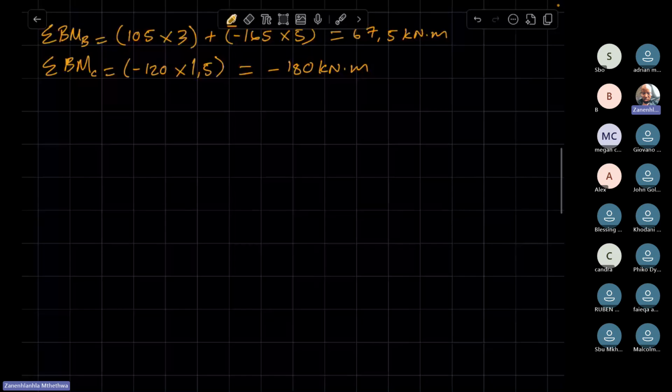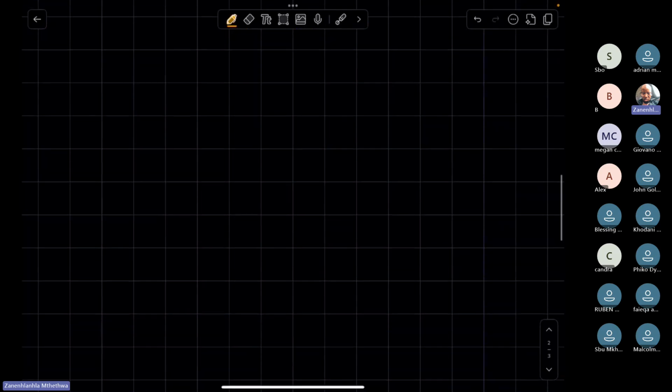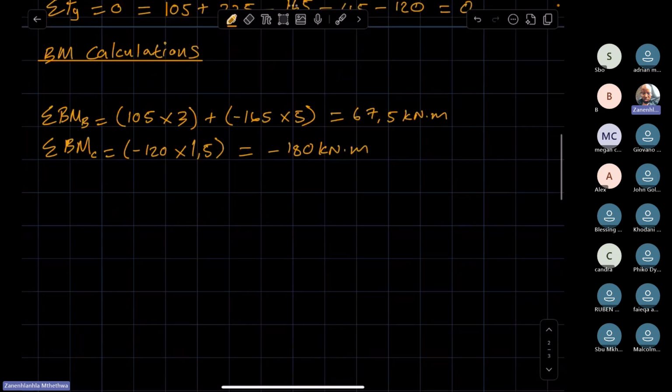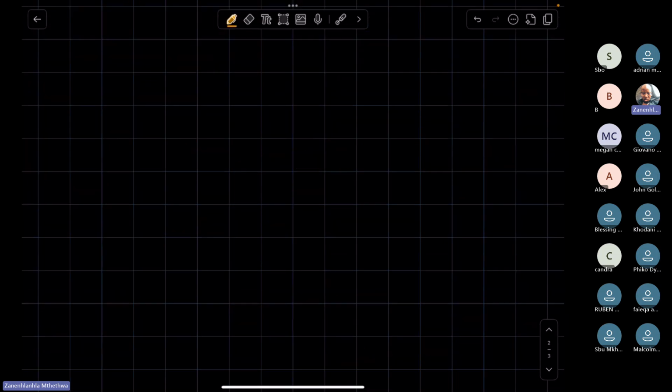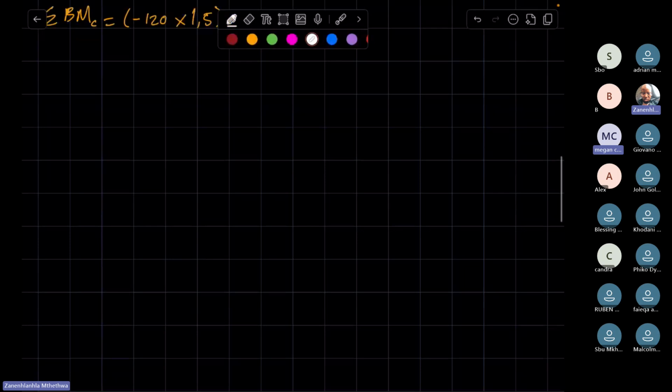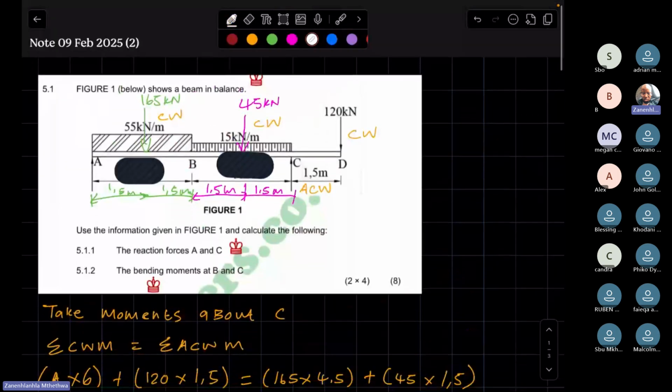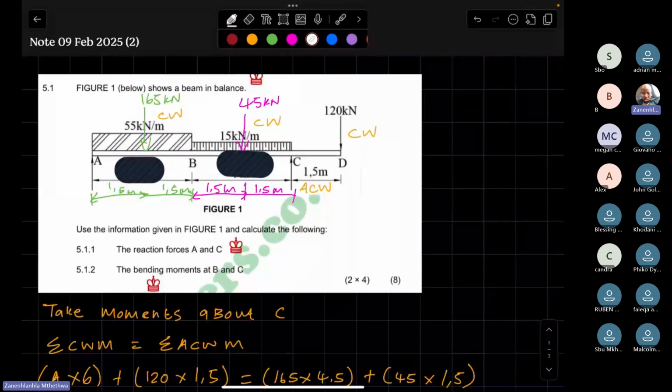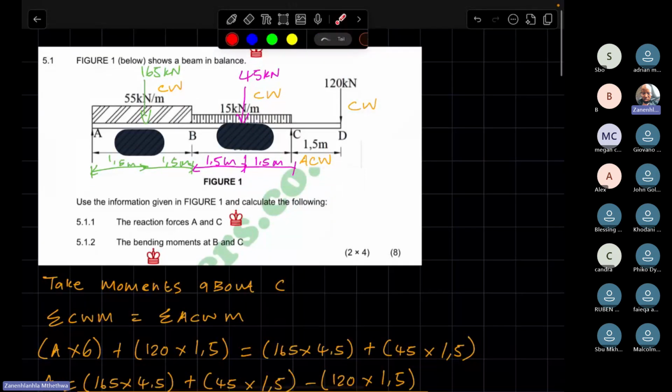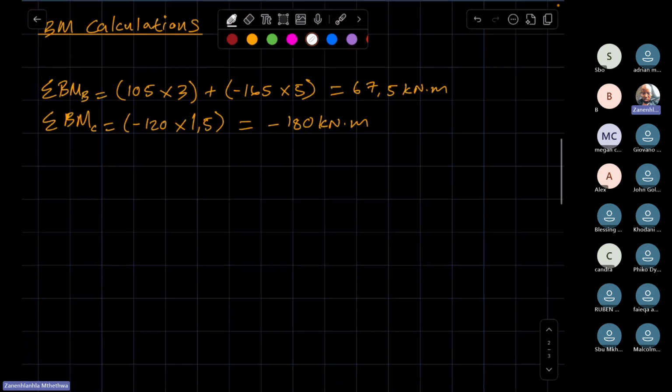So we are first going to draw the shear force diagram. Now, when drawing the shear force diagram, it is advisable that you redraw the beam. You redraw the beam exactly as it is.